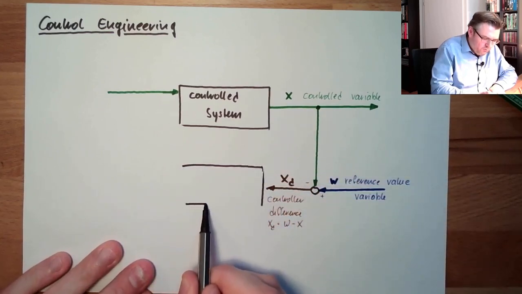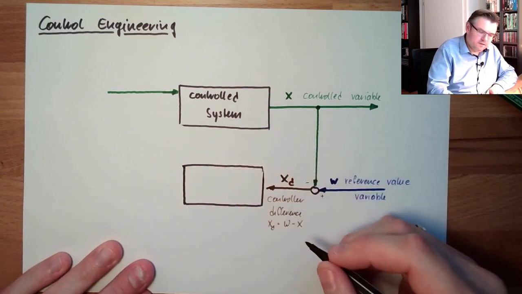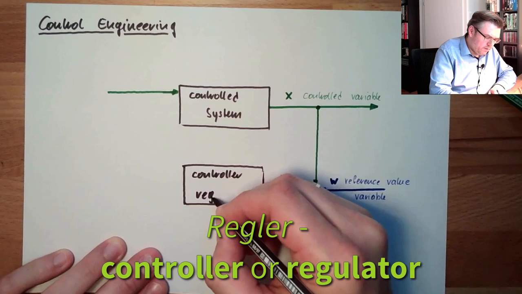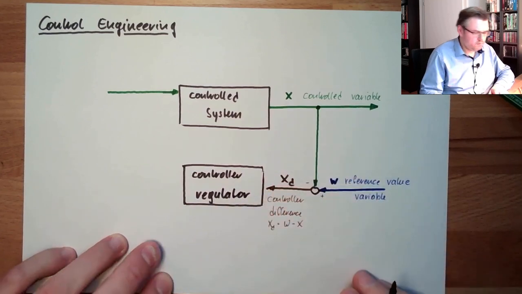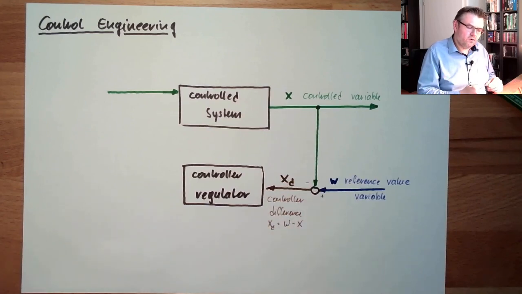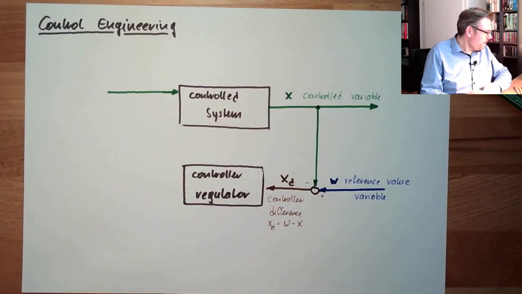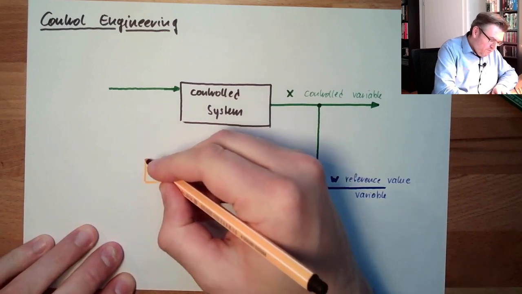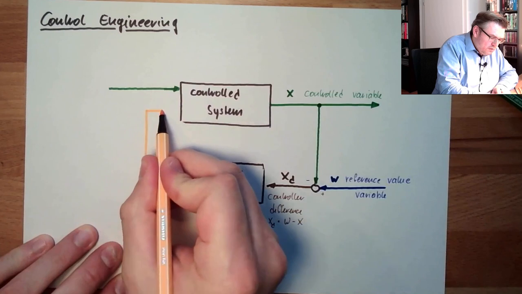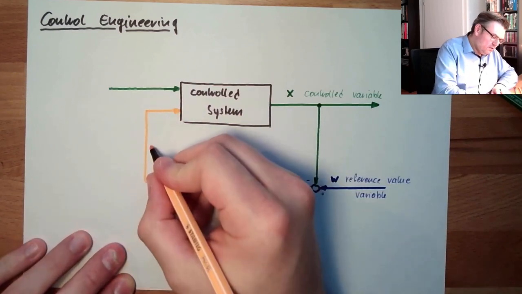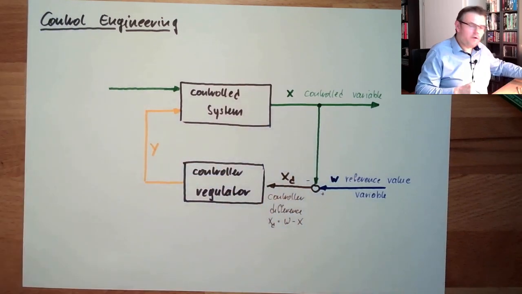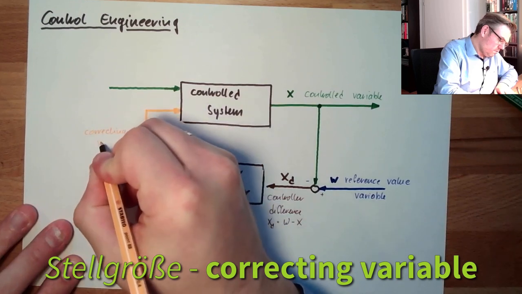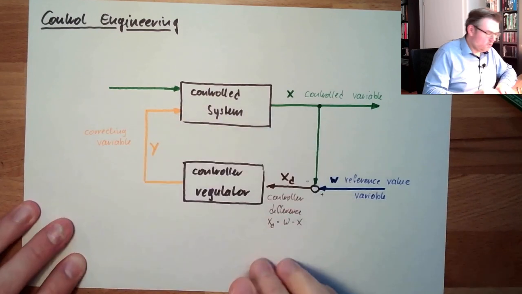Well, there is then the controller. This is handled now by the controller, or sometimes also called regulator. So this is the controller or regulator. This is reacting on the controller difference, on the controller deviation. And the result of this reaction is yet another variable. And this result is influencing something within the control system. This here is called Y usually, and this is called the correcting variable. Correcting variable Y.